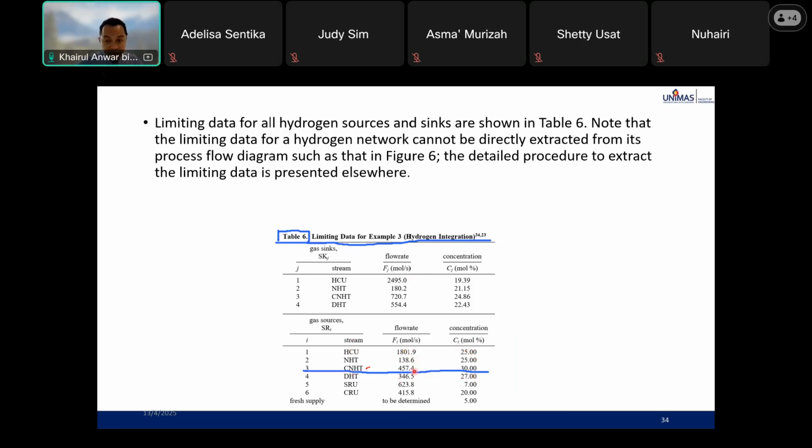It's 30%. So for concentration of the sources, it's okay. It's correctly based on the figure 6. For DHT 27%, SRU 7, CRU 20%. So steam reforming unit produces lesser purity compared to crude reforming unit.